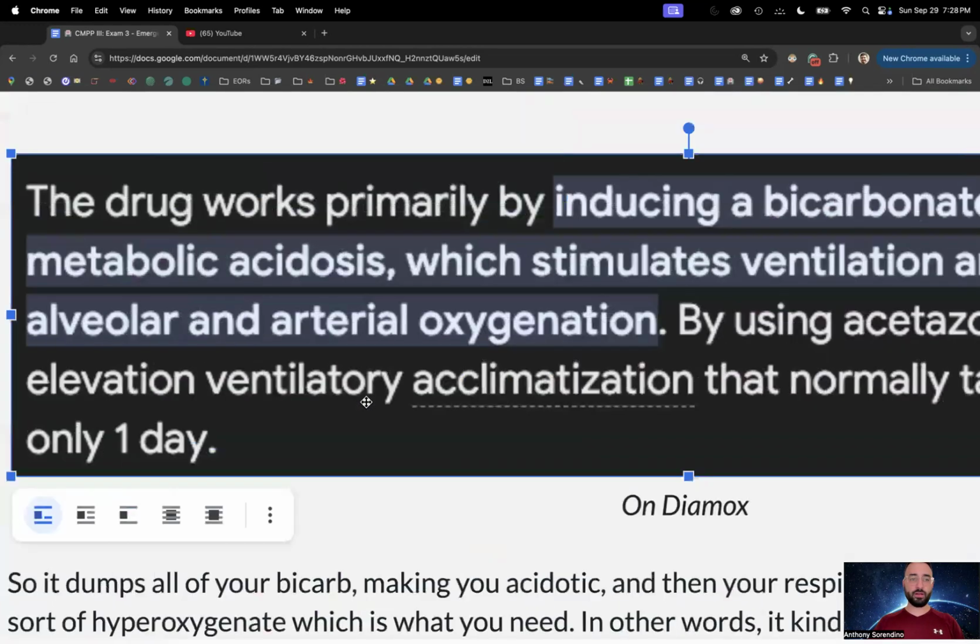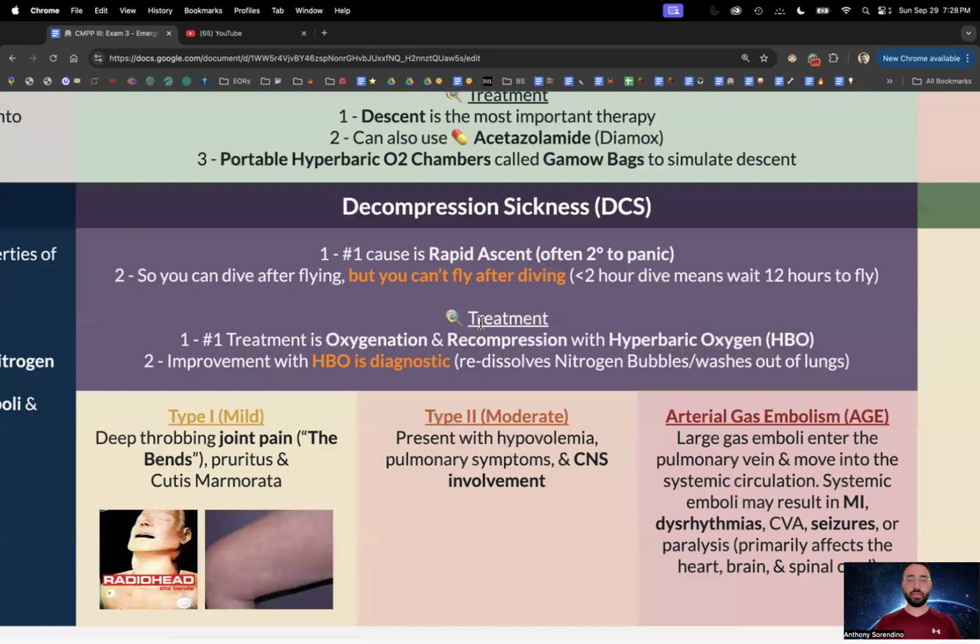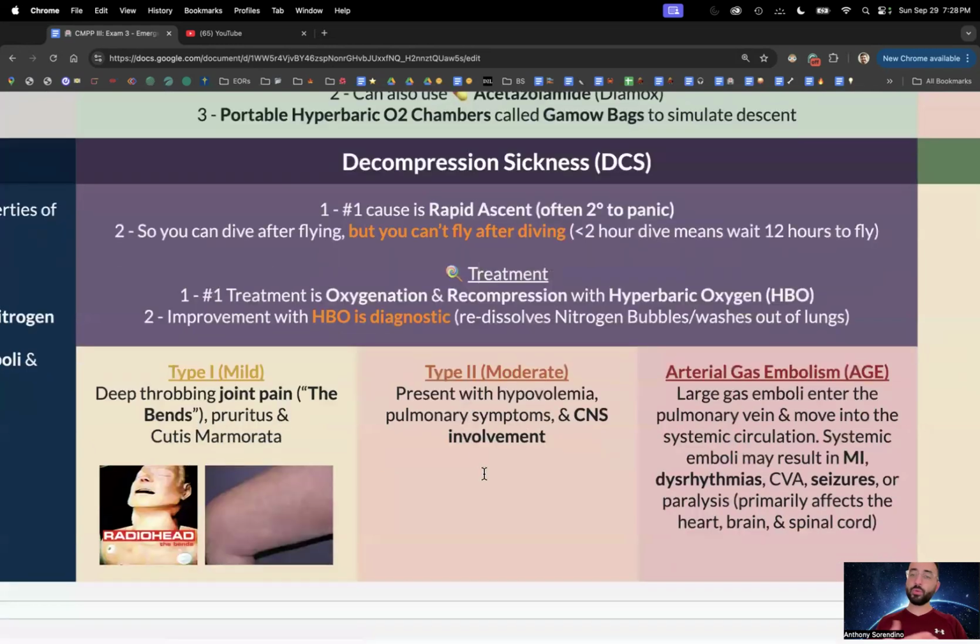Oh, this is Diamox. All right, decompression sickness. Also, so there's three types. The first one, type 1 mild, is the bends. Know that you can't fly after diving. So apparently when you go scuba diving, they ask for your plane tickets to see, well, when are you flying? So if you do even a less than 2 hour dive, you have to wait 12 hours to fly home.